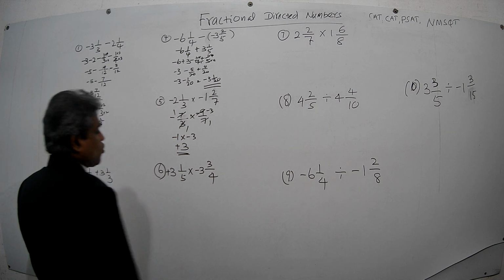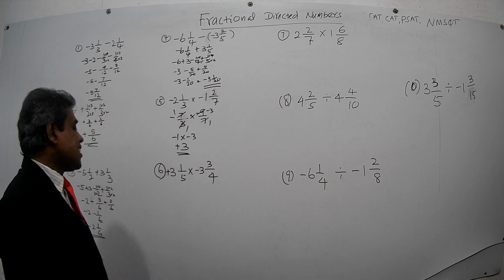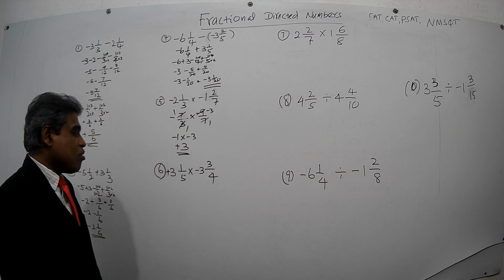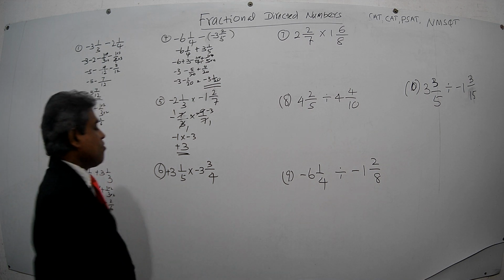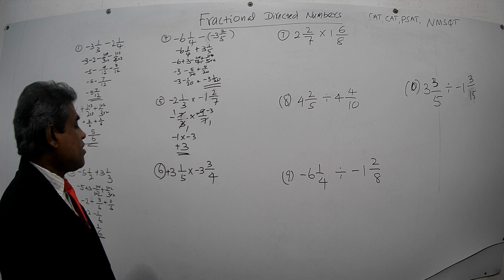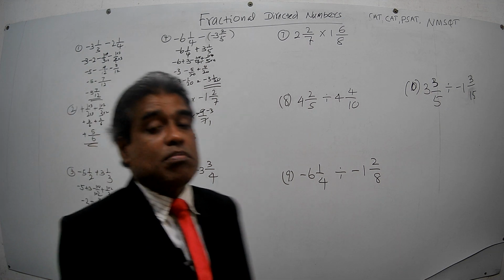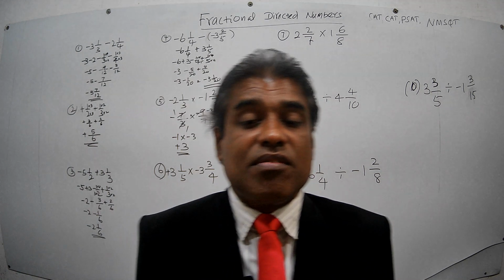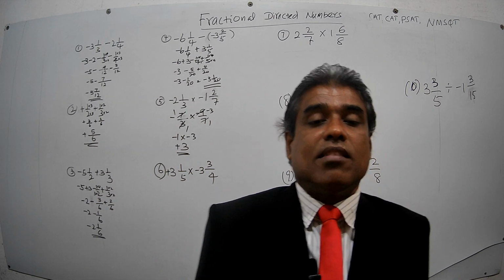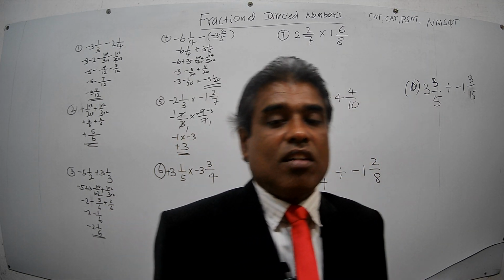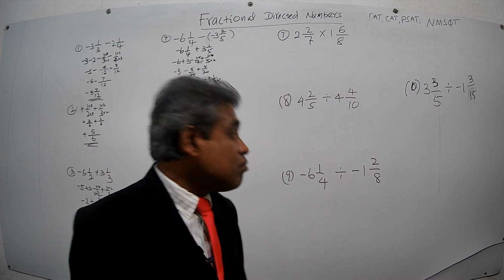Now, the next fraction is also a mixed fraction. This has to be converted into an improper fraction first of all before multiplying. Now here you also have a pair of fractions of different signs. When you multiply fractions or numbers of different signs, the answer is always negative. That is the rule of multiplication of directed numbers, right?